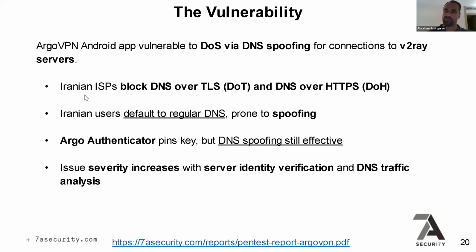But in Iran, because of all these restrictions, they are actually blocking DNS over TLS and DNS over HTTPS, right? So there are these DoT and DoH protocols that are used to secure the insecure DNS traffic, which is clear text, over TLS, right? So they have to revert back to regular DNS, but this is prone to spoofing, right? So the Argo authenticator pins the key, so you cannot man in the middle, but DNS spoofing is still effective for denial of service purposes. So this is a high severity vulnerability in this case because the Iranian user that is trying to access the quote unquote free internet cannot, right?